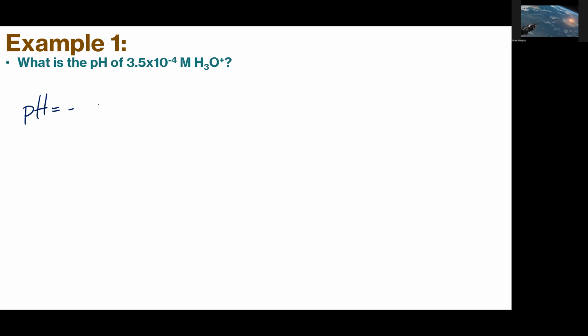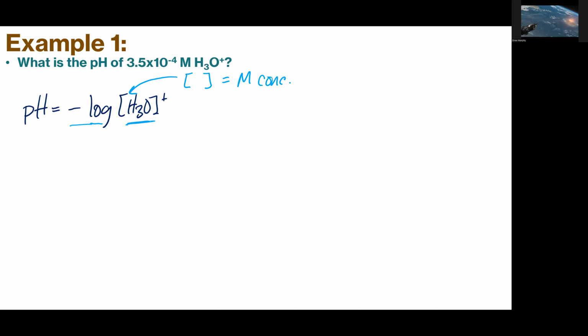So pH equals minus the log of H3O plus, and I didn't say it earlier, but I'll say it now. When you're writing an equation and you have these square brackets, the square brackets just mean the quantity we're presenting, or the variable we're looking for, is molar concentration. So here pH is minus the log of the molar concentration of H3O plus.